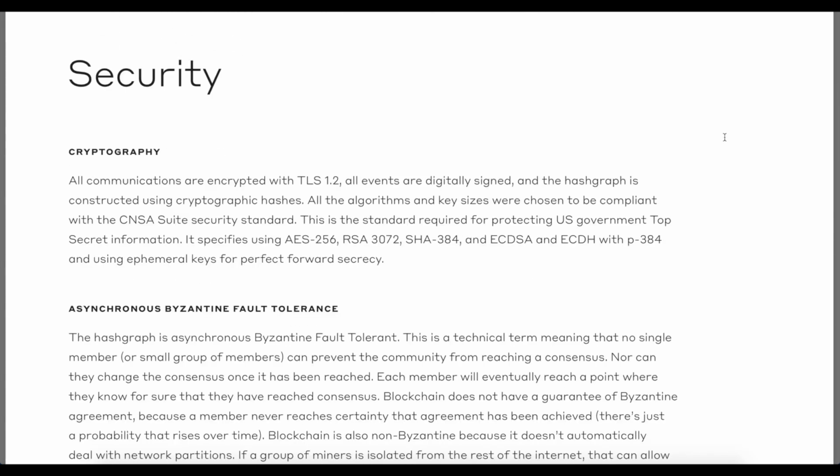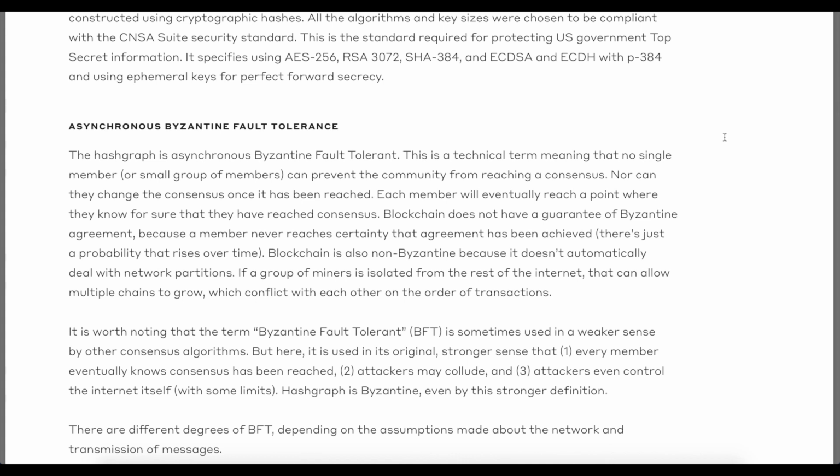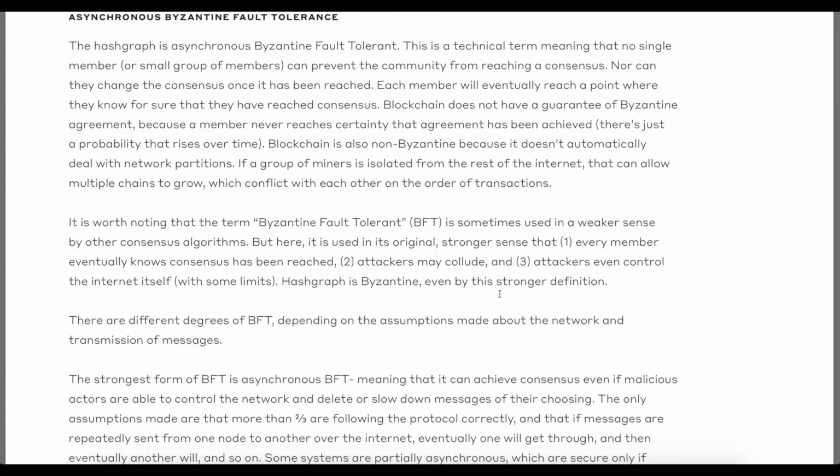So how will they provide the security of the network? Let us see asynchronous Byzantine fault tolerance. This is basically their algorithm, ABFT, and this ensures absolute fairness amongst transactions.